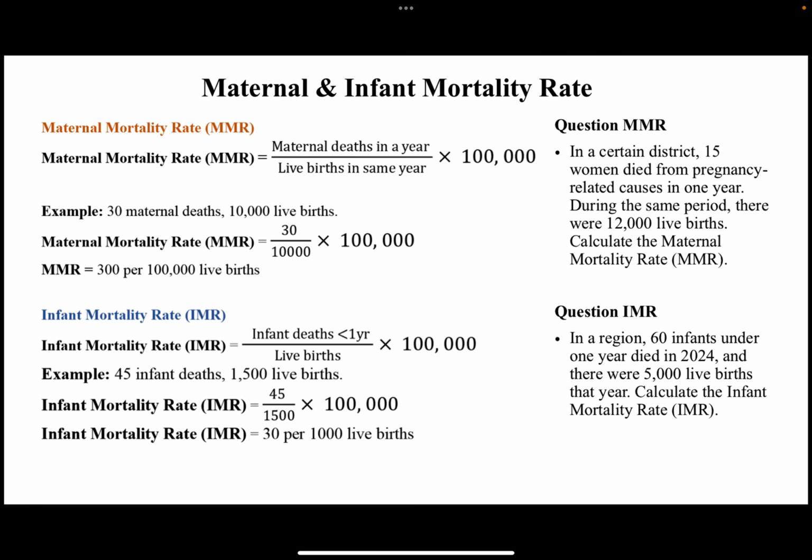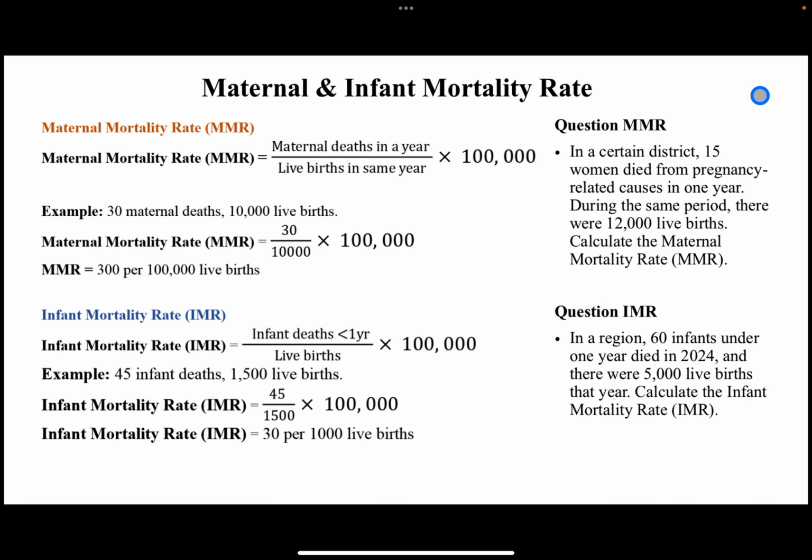Now, let's look at the next question. In a certain district, 15 women died from pregnancy-related causes in 1 year. And that represents the maternal deaths. During the same period, there were 12,000 live births. Calculate the maternal mortality rate. So it will be the maternal deaths in the year, 15, over 12,000 live births. Then you multiply your answer by 100,000.